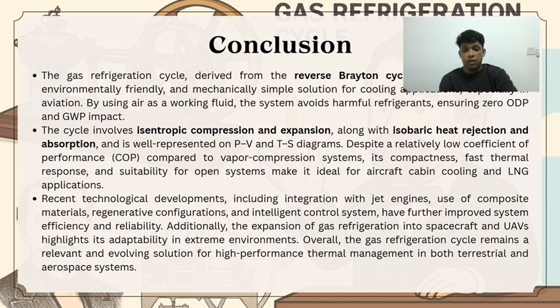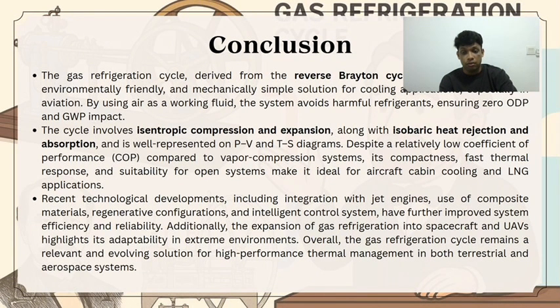Now, for the conclusion. The gas refrigeration cycle, derived from the reverse Brayton cycle, offers a lightweight, environmentally friendly, and mechanically simple solution for cooling applications, especially in aviation, by using air as a working fluid. The system avoids harmful refrigerants, ensuring zero ODP and GWP impact. The cycle involves isentropic compression and expansion alongside isobaric heat rejection and absorption, and is well represented on P-V and T-S diagrams. Despite a relatively low coefficient of performance, COP, compared to vapor compression systems, its compactness, fast thermal response, and suitability for open systems make it ideal for aircraft cabin cooling and LNG applications.